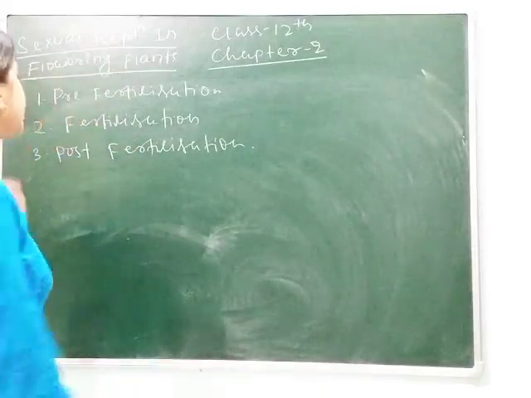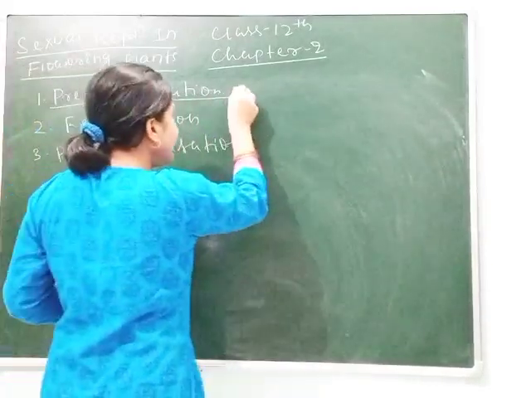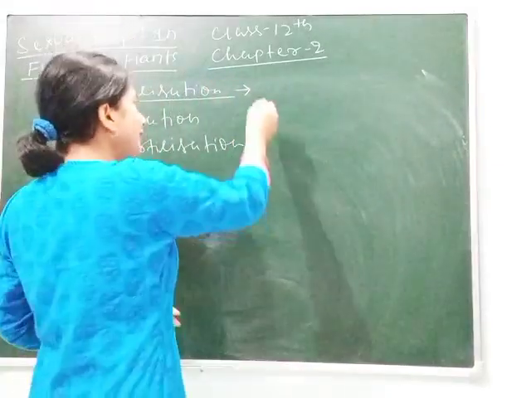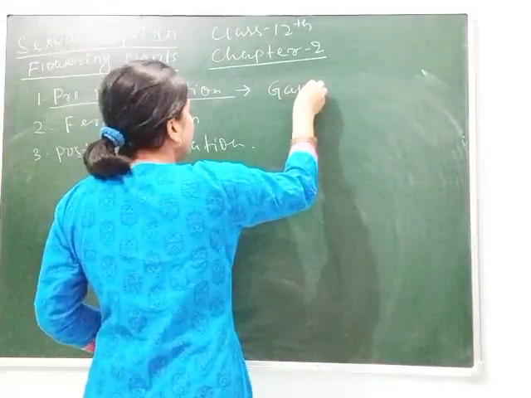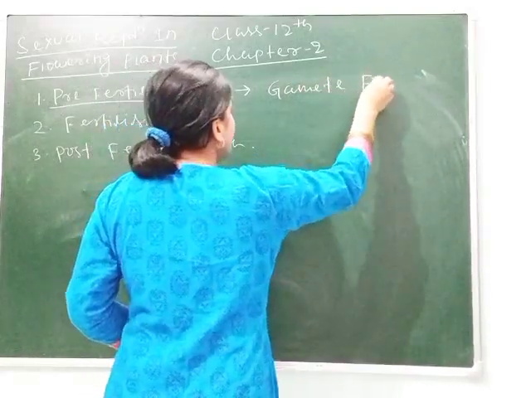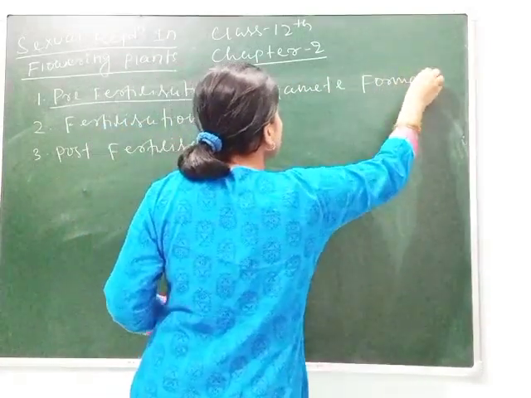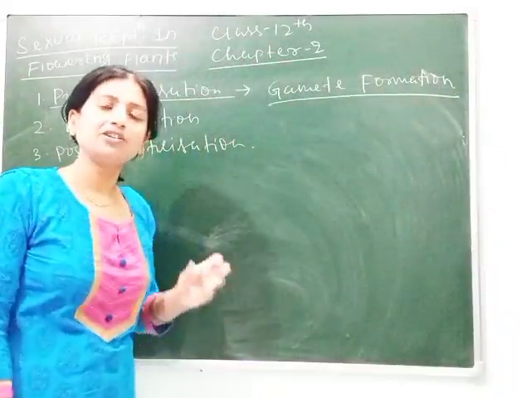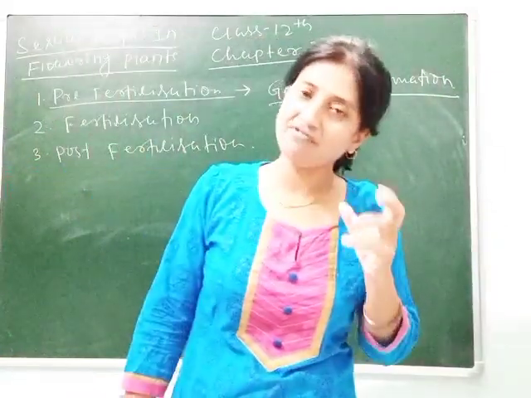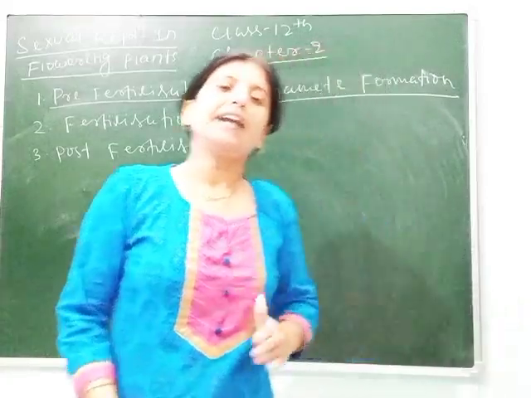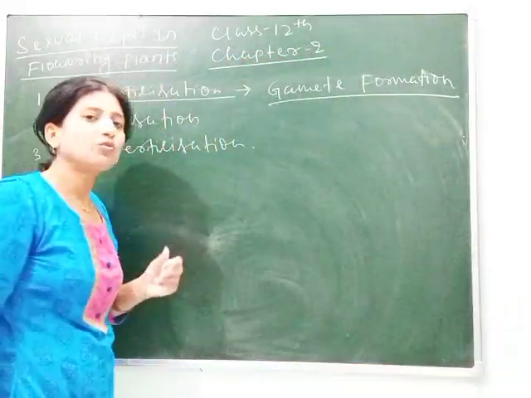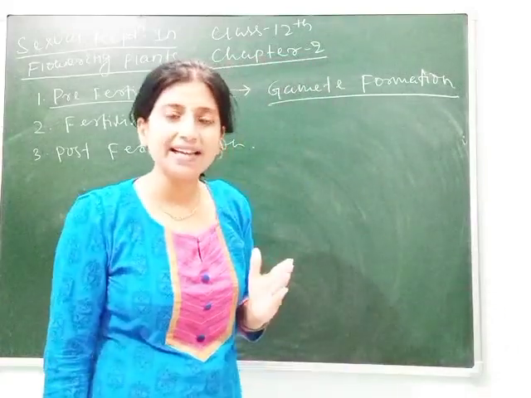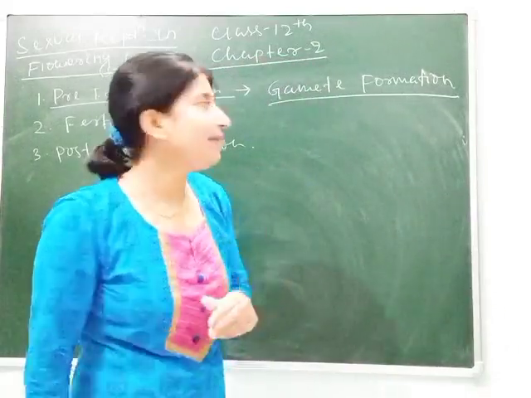So first we will study the pre-fertilization event, and in the pre-fertilization event the first event is gamete formation. So let's study gamete formation. As we know, in sexual reproduction two different types of gametes are formed and participate in reproduction. The two types of gametes formed in the plant are the male gamete and the female gamete.